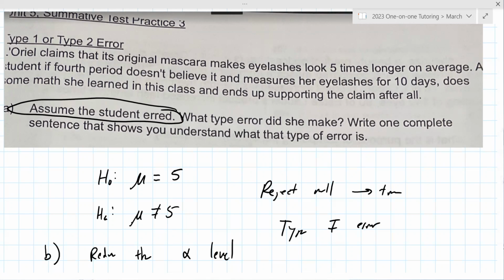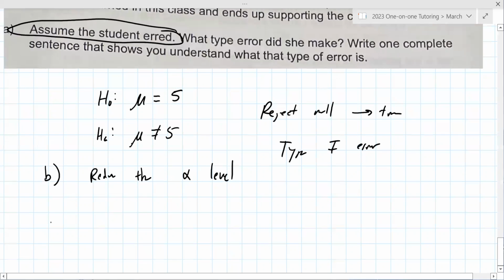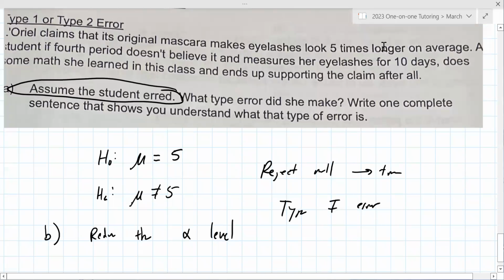The consequence of the error is that you somehow think you're going to get something different than 5 times as long eyelashes, but you don't. So somehow that's, I don't know if that's good or bad. But you'd want to give a sentence saying why that's a problem. Like you have to reapply the mascara more often. Or you might buy more mascara because you think you're going to need to apply it more often and you actually don't.